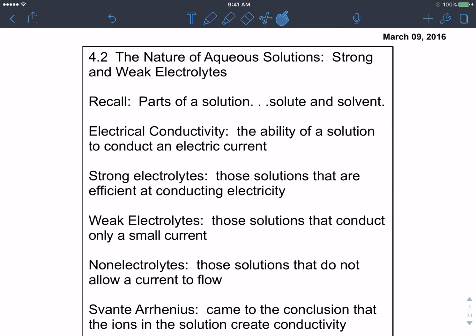So now we're going to take a moment and talk about aqueous solutions and strong and weak electrolytes. Now I can tell you to go ahead and recall the parts of the solution, the solute and the solvent. Make sure that you understand what each of those are. But the reason why we're talking about this is that we're going to talk about electrical conductivity, and that is the ability of a solution to conduct an electric current.